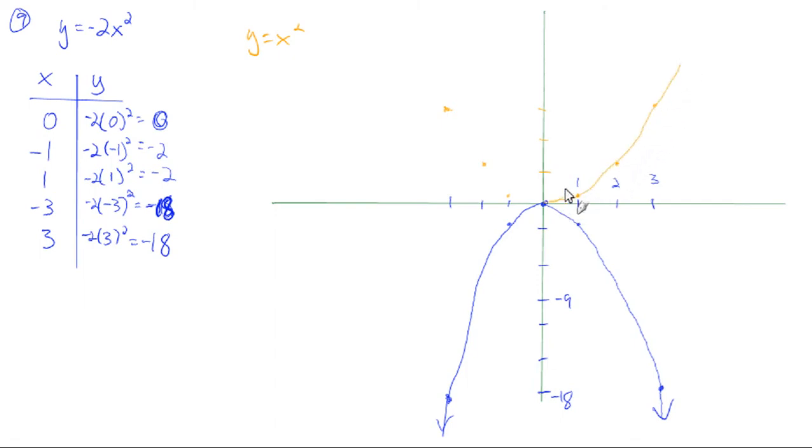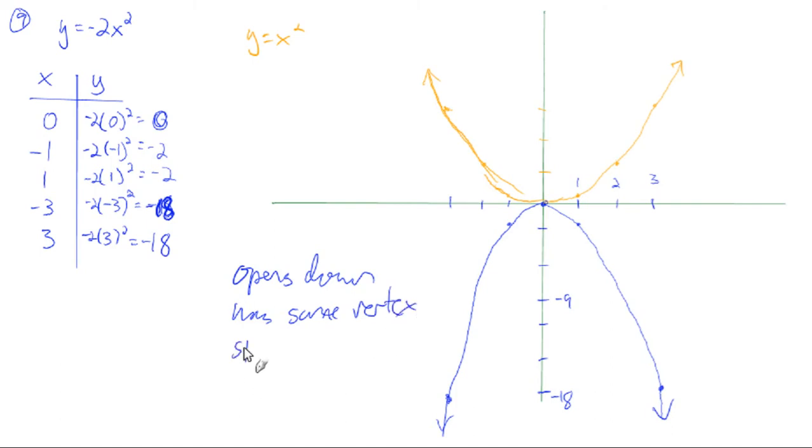And it looks steeper, and it is steeper. In fact, it is 2 times steeper than this guy here. So it's the blue one. It opens down. You could say it has the same vertex. We could say that it is steeper.